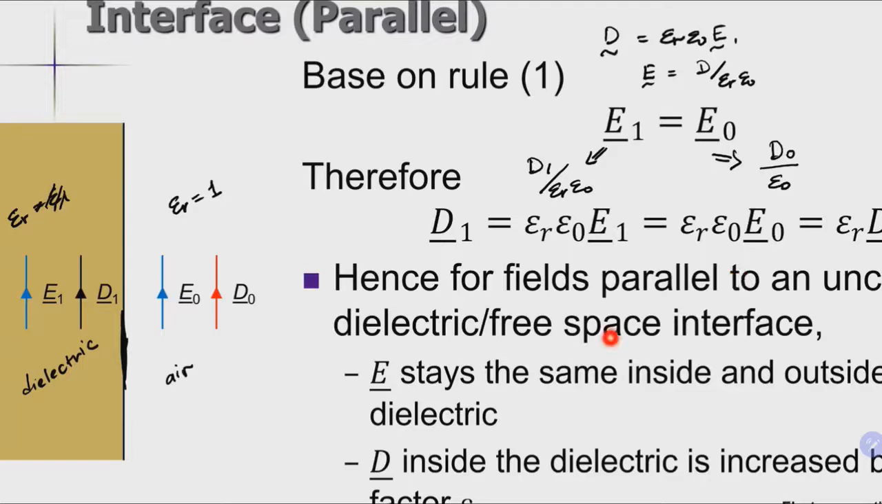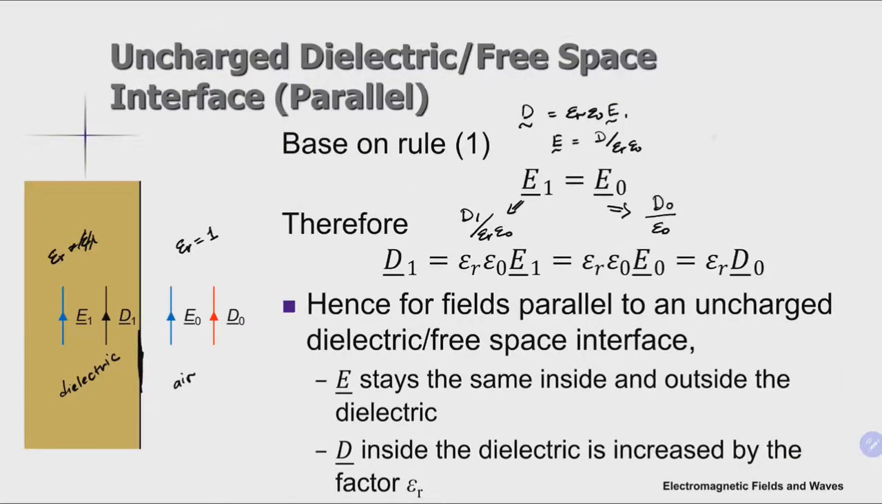And they are equal. So it means that D1 over epsilon r epsilon naught is equal to D naught over epsilon naught. Epsilon naught cancels out. Therefore, D1 is equal to epsilon r D naught. So the relationship between the electric flux density D1 is equal to epsilon r times D naught if we apply the electric field parallel to the interface.